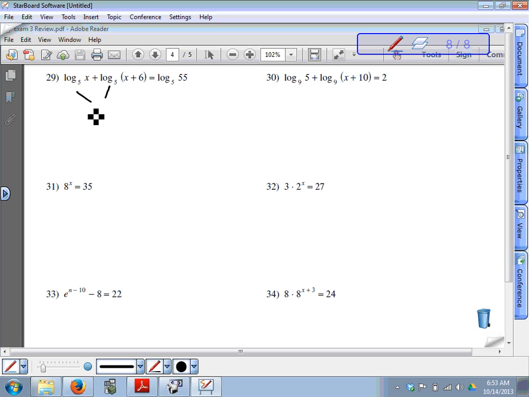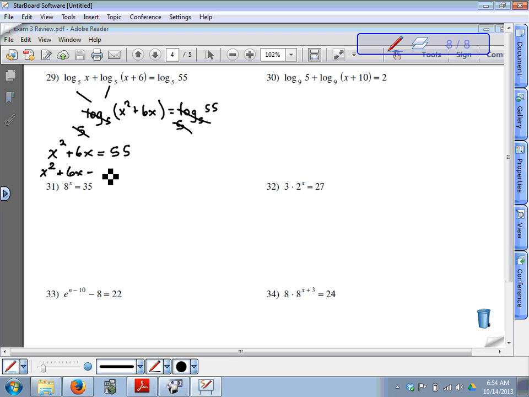So when these combine into a single logarithm, we get the log base 5. Now x times x plus 6 is x squared plus 6x. And that's equal to the log base 5 of 55. Now to get rid of logarithms with a base of 5, you have to use a base of 5. So if we use a base of 5 on both sides of the equation, those cancel each other out, and we're just left with the quadratic equation, x squared plus 6x equals 55, which means that x squared plus 6x minus 55 is equal to 0.